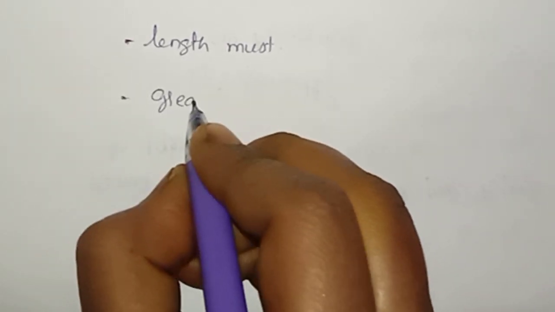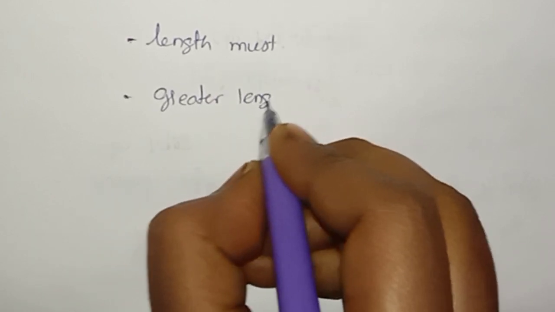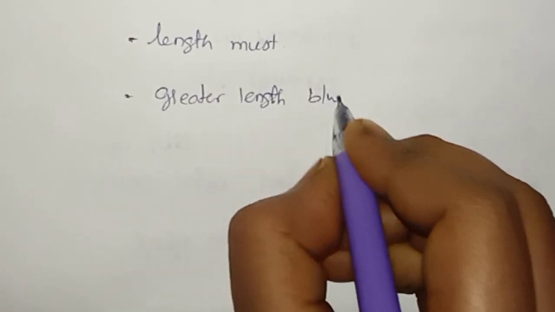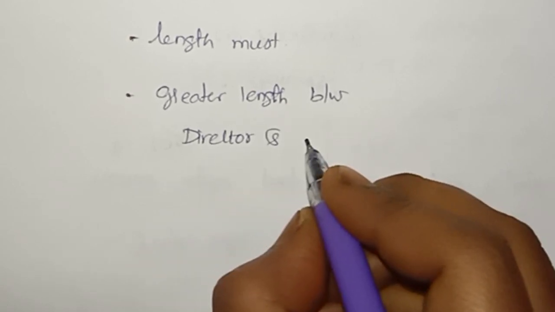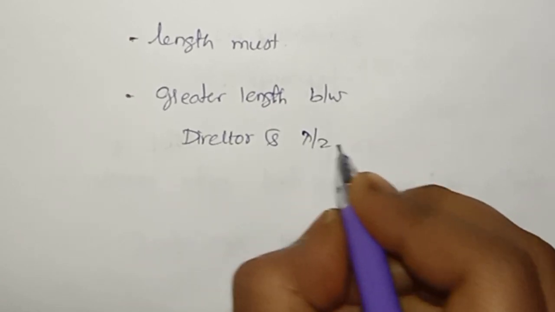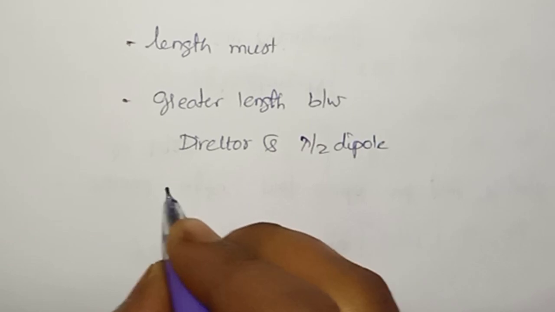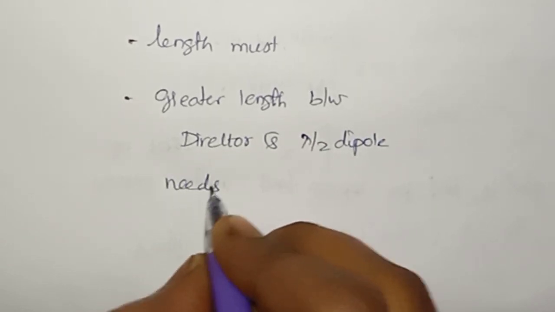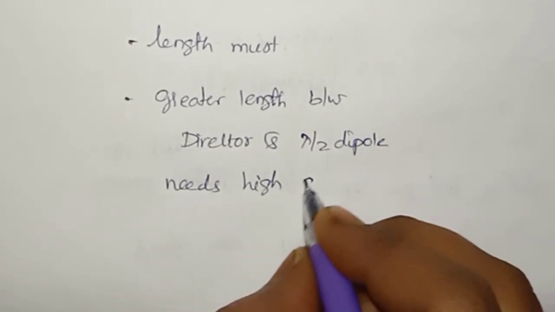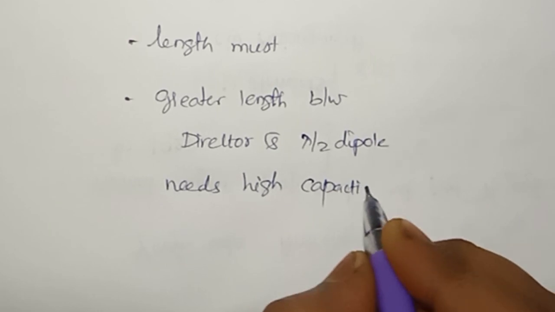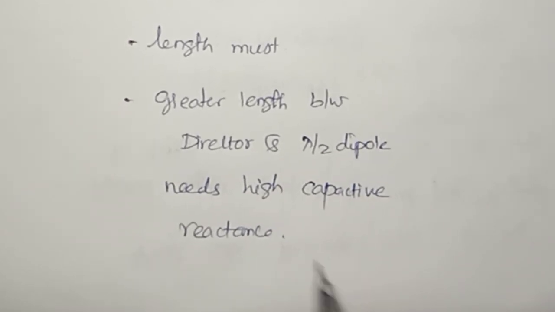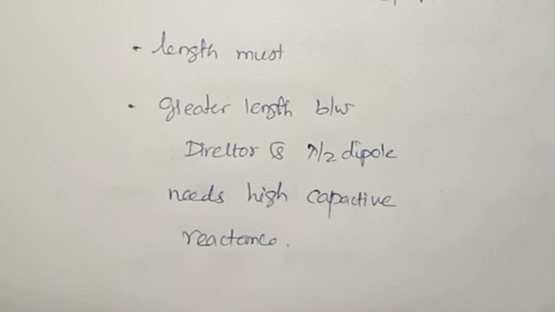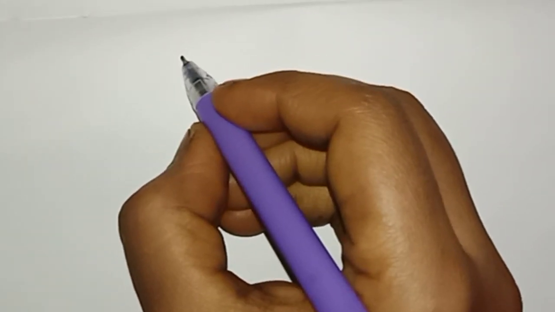Next, if a greater length between the director and the active element, that is the half-wave dipole, is maintained, it needs high capacitive reactance. Hence, the length should be maintained to achieve the reactance.